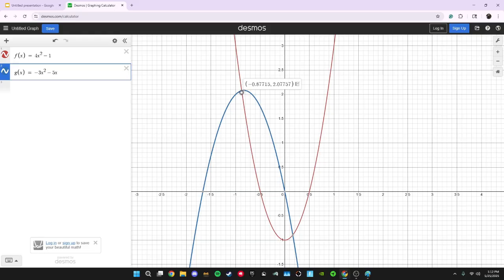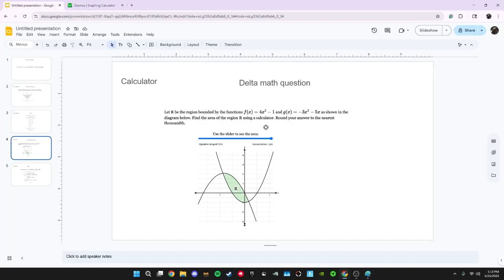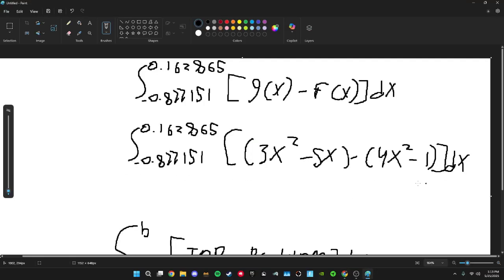Then for a and b, we need to identify our intersection points, which are these two x values, and our top and bottom function. G of x is the top, and f of x is the bottom. So that gives us this. Then we can plug g of x and f of x right into our equation, which gives us this. And then when you plug this into Desmos, it gives you 1.312.